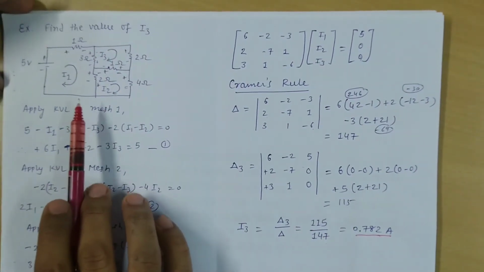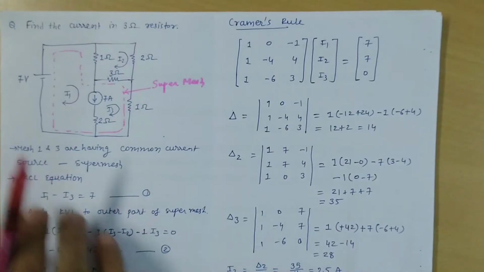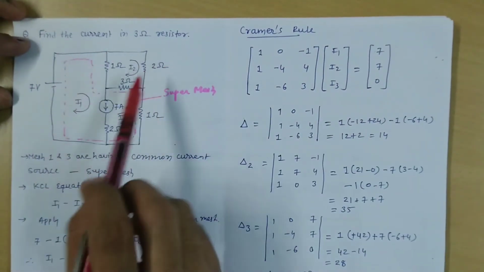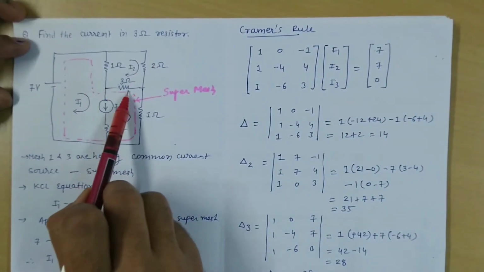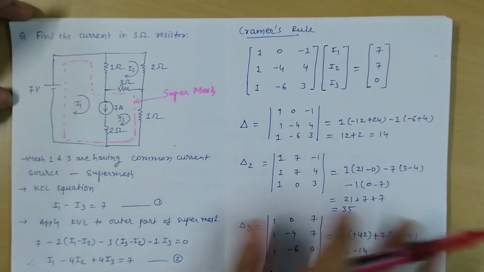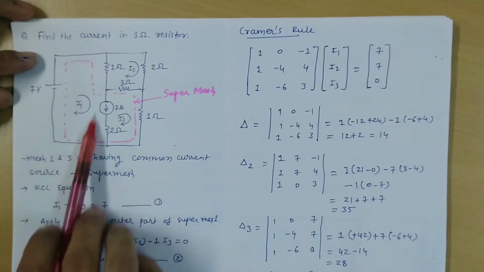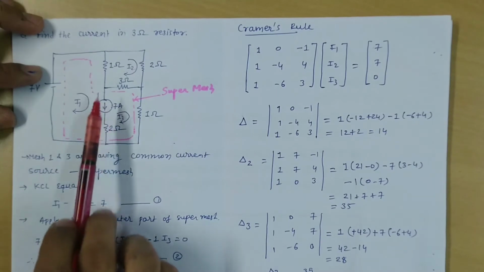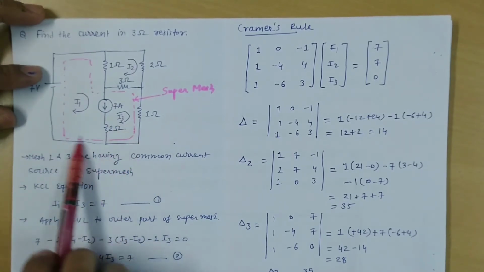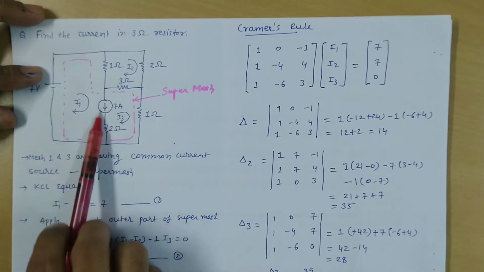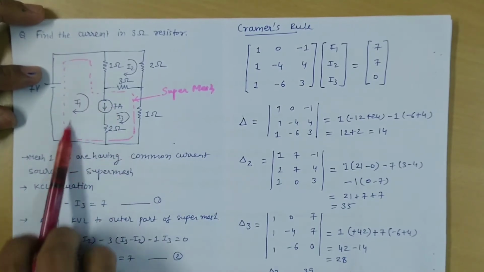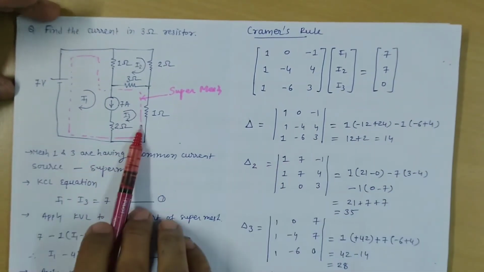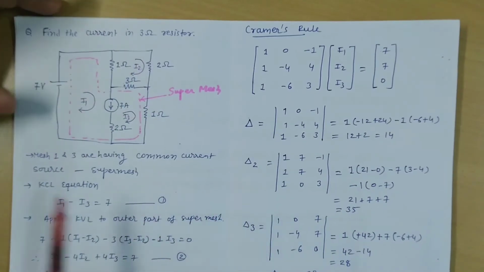Now let us take the example of super mesh. The question is like this: find the current in the 3 ohm resistor. This is the 3 ohm resistor and we want to find the current in this. Now if you see, there are 3 meshes, 1, 2 and 3, and 2 of these meshes have a common current source in this branch. So this will formulate a super mesh. We will consider this as an open circuit and consider this as a super mesh. So utilizing the super mesh, we will find the current in the 3 ohm resistor.